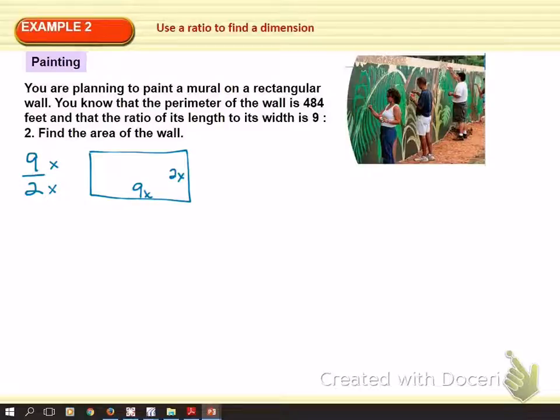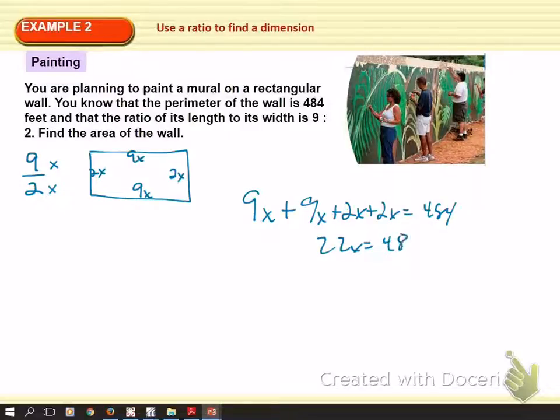And since I know the perimeter is 484, I can find that common factor by adding up my lengths, 9x plus, now don't forget that this is a rectangle, so there's going to be 2 lengths, and there's going to be 2 widths. So 9x plus 9x plus 2x plus 2x has to equal 484. And when we add that, we get 22x equals 484, divide by 22, and x is 22. So that means that the common factor is 22.